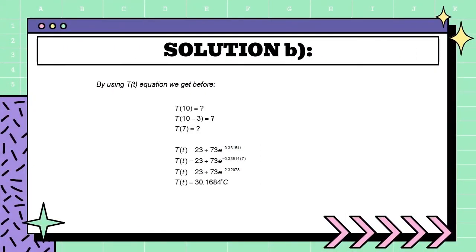By using the T(t) equation we got before, 23 plus 73 e to the power of negative 0.33154t, we just need to substitute the value of t with 7. Calculate, then we get the temperature is 30.1684 degrees Celsius.